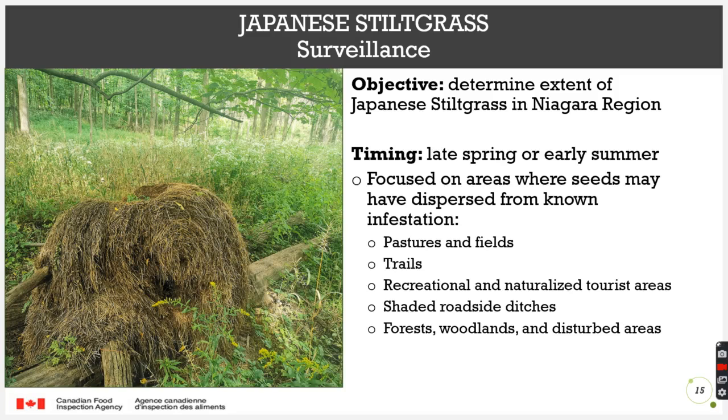At Short Hills Provincial Park, detection surveys were conducted to determine the extent of Japanese stiltgrass in the Niagara region, with an emphasis on high-risk areas around the known population. Surveys were conducted during late spring to early summer to help inform treatment efforts. Surveys focused on areas where seeds may have been dispersed from the known infestation and included pastures and fields where contaminated soil or hay may be moved, trails, recreational and naturalized tourist areas and parks, shaded roadside ditches, and forests, woodlands, and disturbed areas, particularly those with known deer populations.